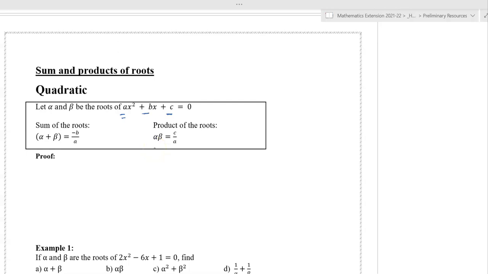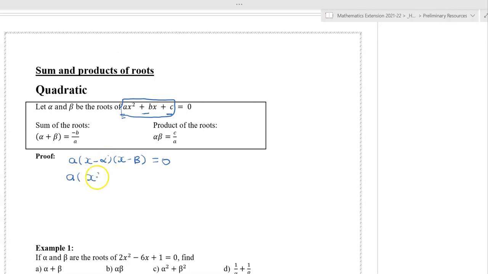So if the roots are alpha and beta, we can say that x minus alpha must be one bracket and x minus beta must be in another bracket, and I've got to put an a out the front because it's got to make ax squared when I expand. And so that should equal 0. Okay, so I've just rewritten this in terms of its roots. Okay, so let's expand that bracket.